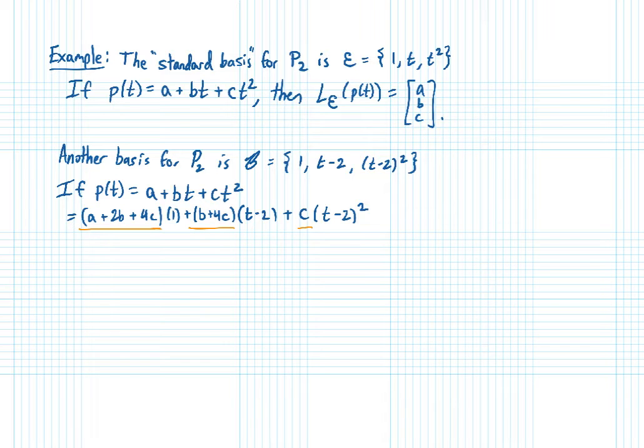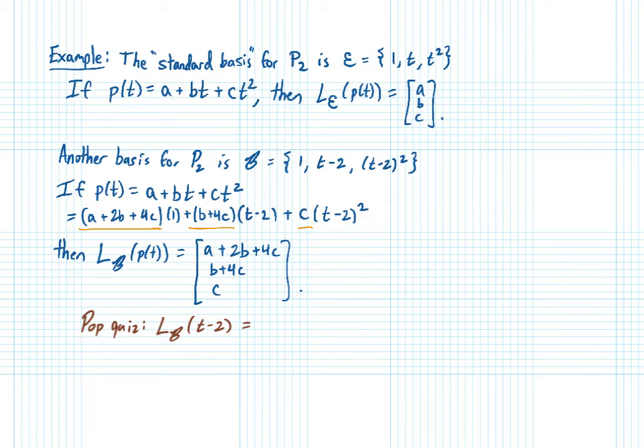But the point is that this does express p of t as something times 1 plus something times t minus 2 plus something times t minus 2 squared. So it is a linear combination of the basis vectors. And those coefficients are the entries of the vector that we get from the coordinate transformation. And so that gives us the formula for LB of p of t.